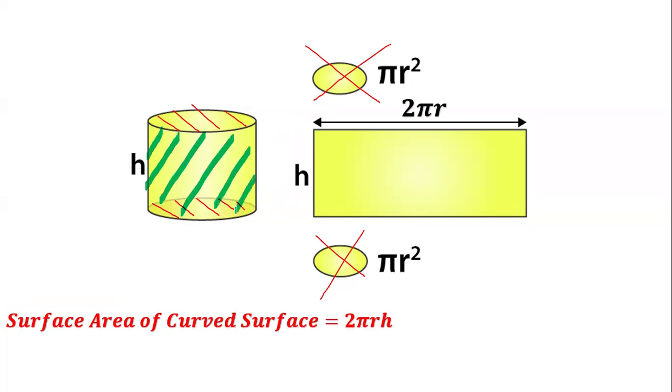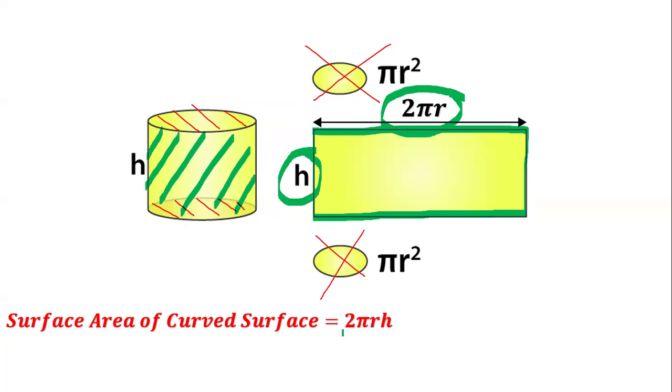And the surface area of the curved section is given by the area of this particular rectangle, because this is the rectangle that wraps around this cylinder. The formula for a rectangle is length times width. So we take this 2 pi r and multiply it by h. And so the surface area of the curved surface is 2 pi r h. Now, if we wanted the surface area of the whole cylinder, we would have added pi r squared and pi r squared, so it would be 2 pi r h plus 2 pi r squared. But we just want the surface area of the curved surface, so we're just going to use 2 pi r h.